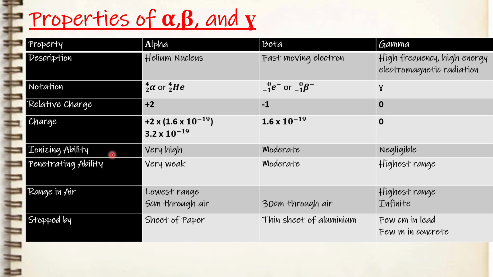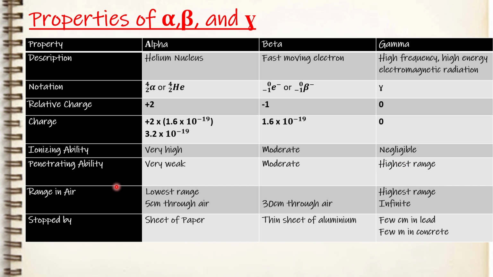Then we come to ionizing ability. What is ionization? Basically, removing an electron completely from an atom, right? Alpha has the highest ionization and gamma negligible. And beta plus cannot ionize simply because it annihilates with electrons. Then we come to penetrating ability. It's very weak for alpha and highest for gamma.